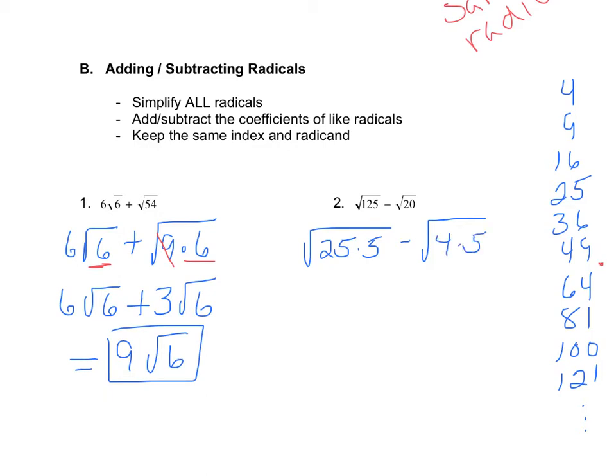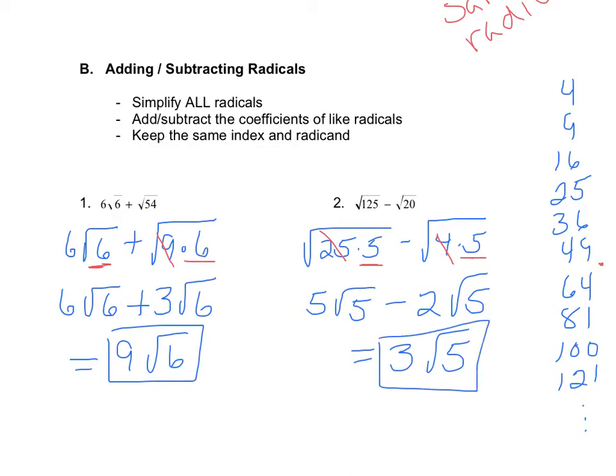Now if I take a look at this, it looks like I'm going to be okay because they both have a 5 now under the radical. So, square root of 25 is 5, so I have 5 radical 5. Minus, square root of 4 is 2, so I have 2 radical 5. 5 radical 5's take away 2 radical 5's gives me, you're correct, 3 radical 5's.